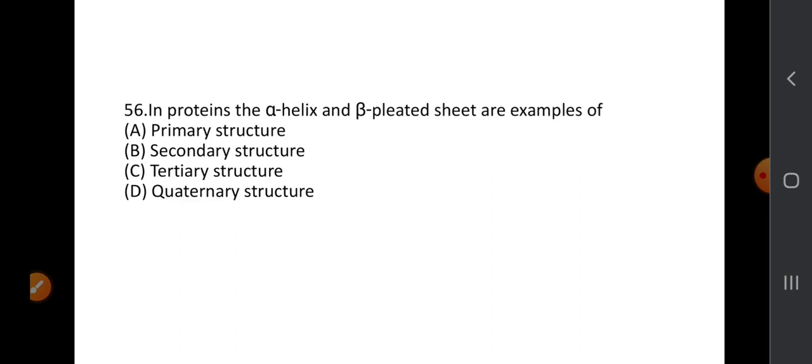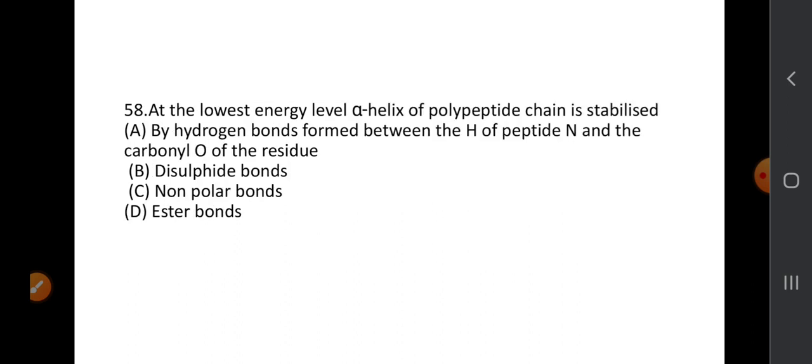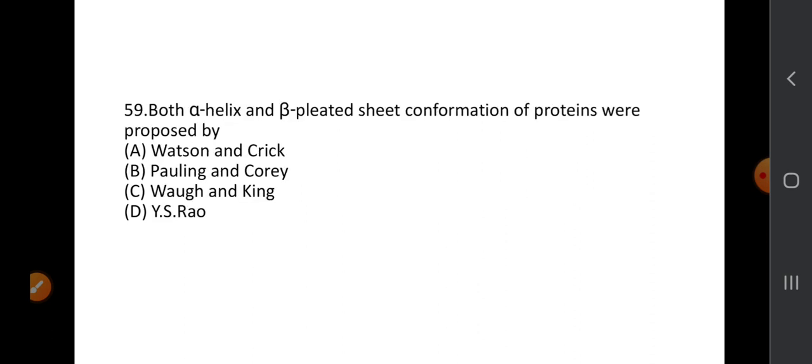In proteins, the alpha helix and beta pleated sheets are examples of. Read the options and answer it for yourself. Moving on, 57th question says, the alpha helix of proteins is. Read the options and answer for yourself. 58th question, at the lowest energy level, alpha helix of polypeptide chain is stabilized. Again, read the options. 59th question, both alpha helix and beta pleated sheet conformation of proteins were proposed by. Again, read the option, answer for yourself.